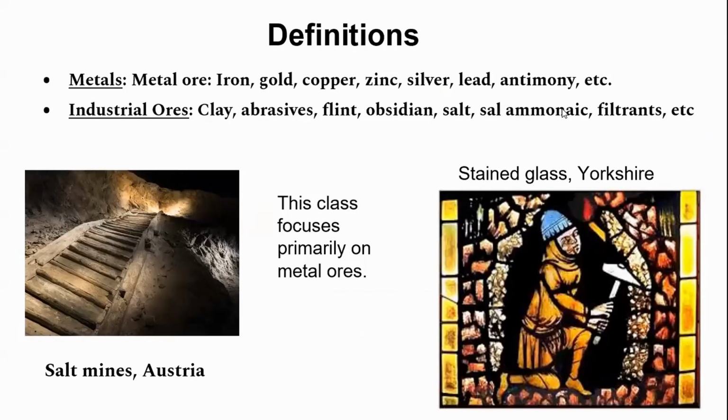Definitions. So we have some definitions here. Metals are metal ore: iron, gold, copper, zinc, silver, lead, antimony, etc. Industrial ores are clay, abrasives, flint, obsidian, salt, sal ammoniac, and filtrants like diatomaceous earth. So this class is going to be on metal ores. On the left there, we've got an actually very old salt mine in Salzburg, Austria. On the right, stained glass in Yorkshire showing a gentleman mining. And this is probably pretty old stained glass here. I'm going to guess like 1200s, 1300s maybe.